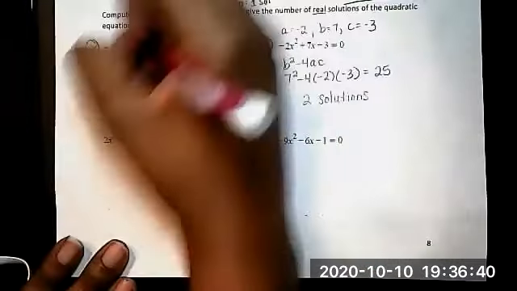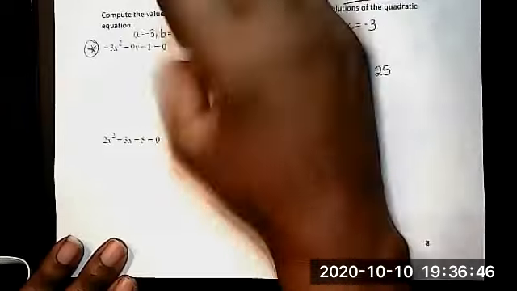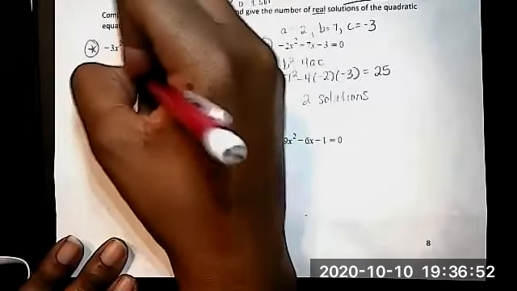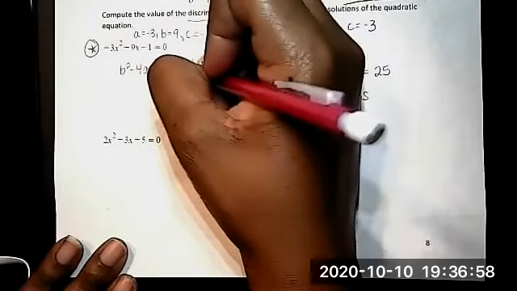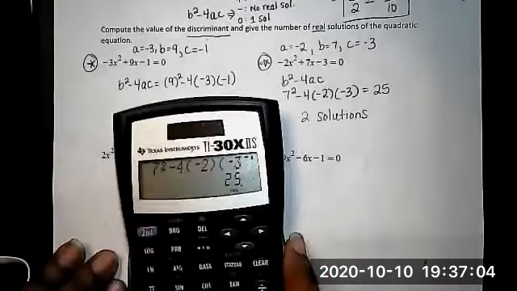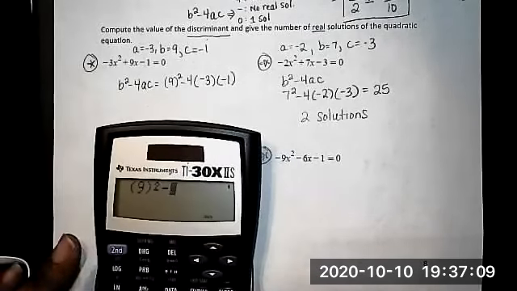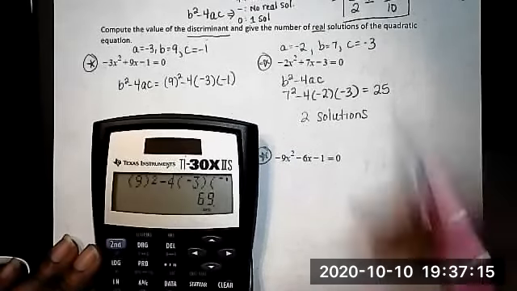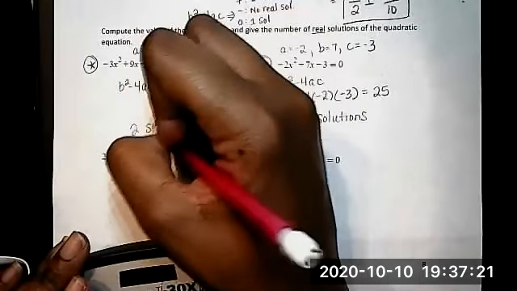Okay, this one here. So A is equal to negative 3, B is equal to 9, C is equal to negative 1. So b squared minus 4ac is going to be 9 squared minus 4 times negative 3 times negative 1. Put that in my calculator. 9 squared minus 4 times negative 3 times negative 1. I got 69. Okay, 69 is positive, 2 solutions.